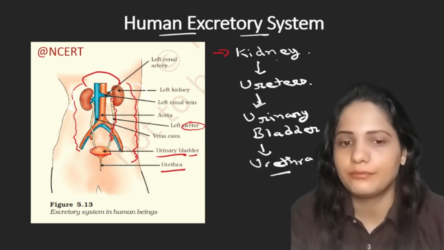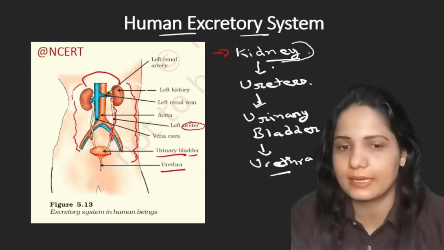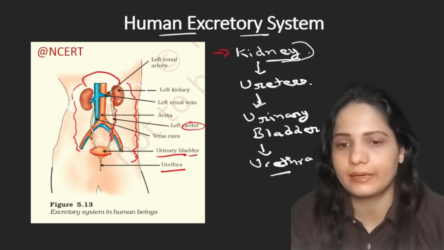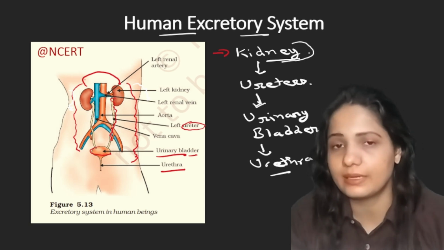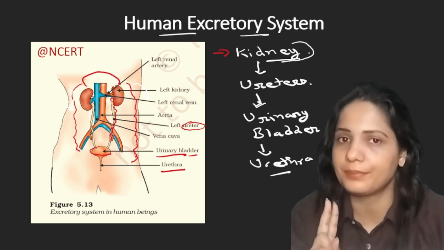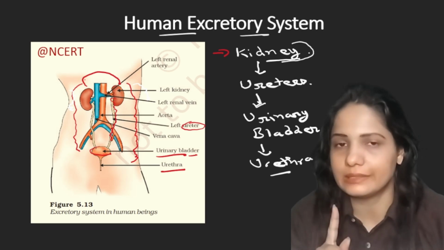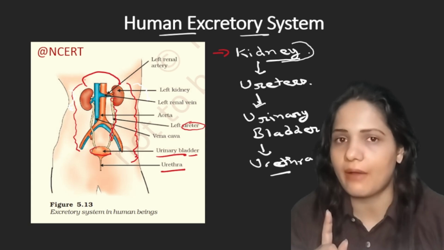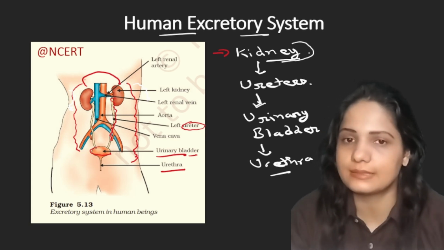We are going to discuss this kidney in detail in an upcoming slide. And you have to remember this diagram, the components of the excretory system and their number. Kidneys are two in number, a pair of kidneys, next a pair of ureters, then one urinary bladder, and in the last we have one urethra. Understood? This is about the human excretory system.